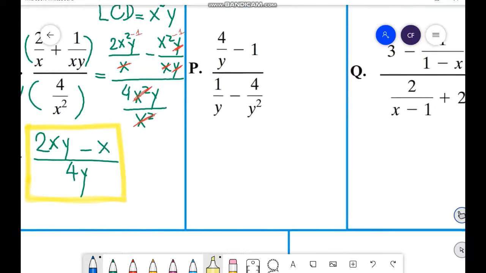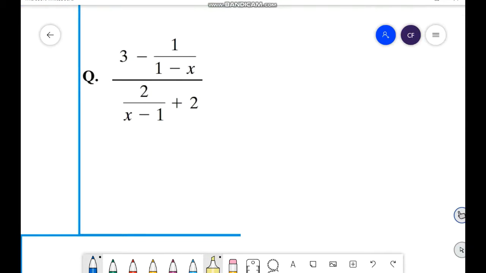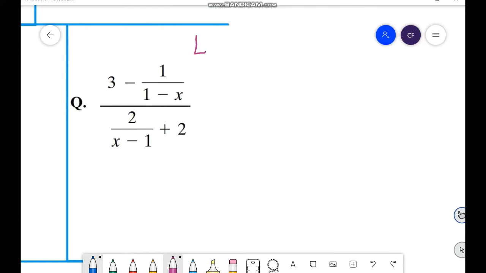Skip letter P. Let's work letter Q. Find the least common denominator. See, this is x minus 1, and we have 1 minus x. They are opposites. We cannot say they are different unique factors. They are the same, but opposites, the same with different signs. We can use x minus 1 as a unique factor, as the least common denominator.